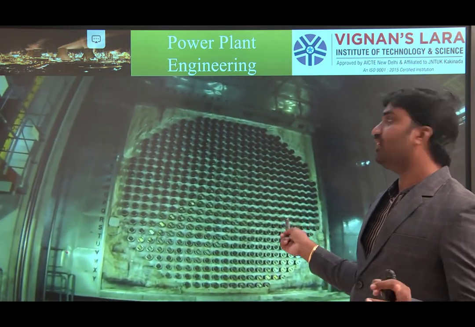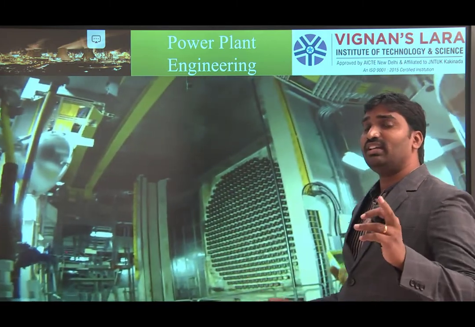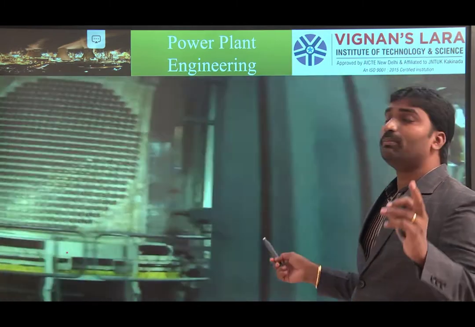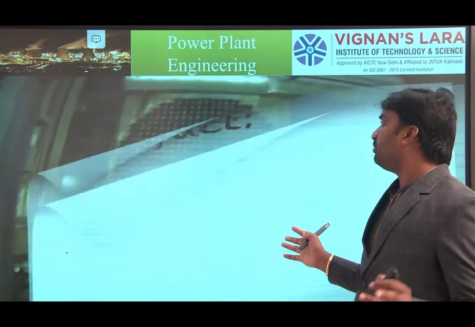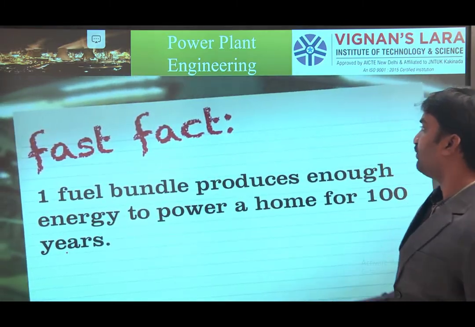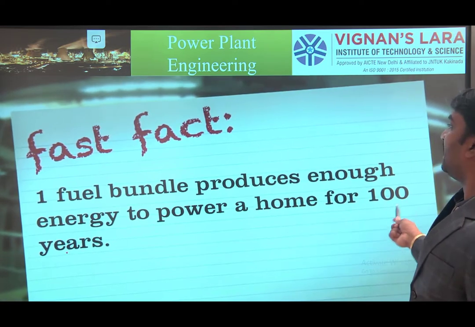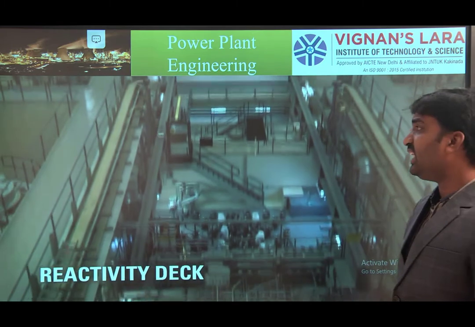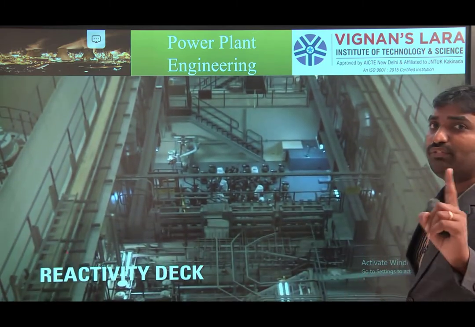Okay, so already, do you know that one fuel bundle is equal to 7 rail cars of coal, and 2000 barrels of diesel? That much amount of fuel, we are just replacing a small area. So that is a very small amount of fuel. One fuel bundle produces enough energy to power a home for 100 years. An entire home is powered by one fuel bundle itself.